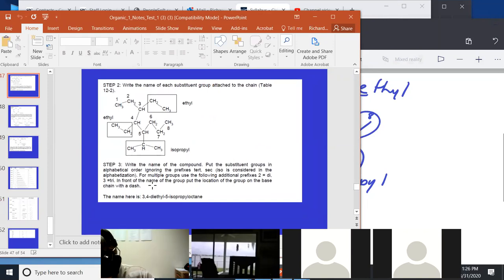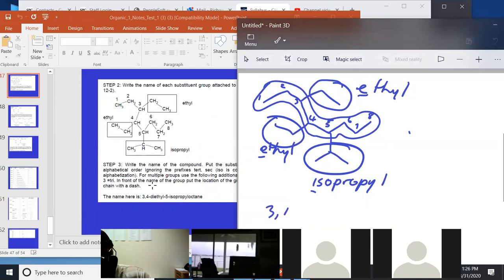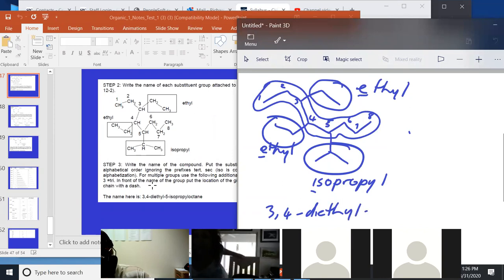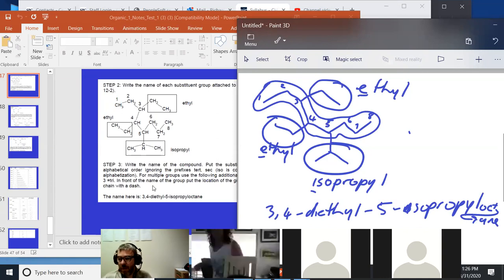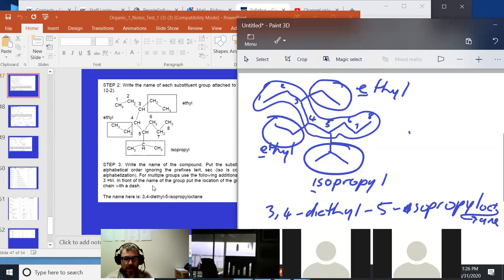So when I come up with the name on this one, it would be 3,4-diethyl, and then 5-isopropyl octane. Now that's all one word at the end there. Sorry, I ran out of room. 3,4-diethyl, 5-isopropyl octane. You can see the name here. You'll notice there's no spaces or anything here, just dashes.